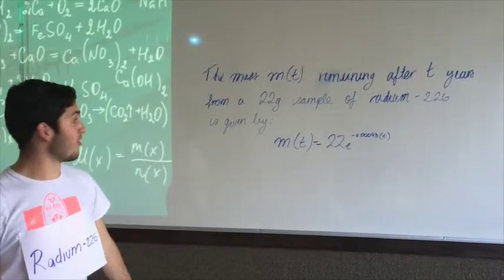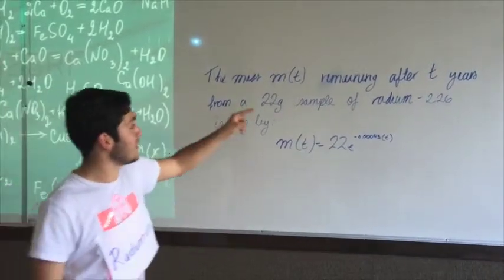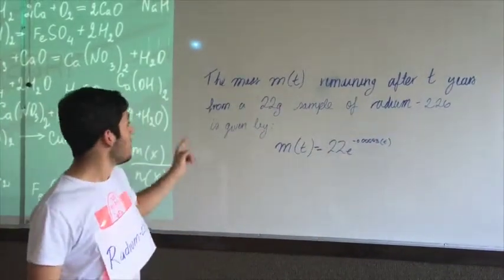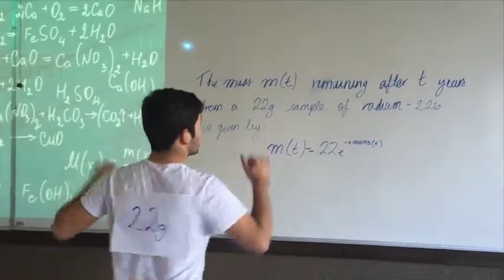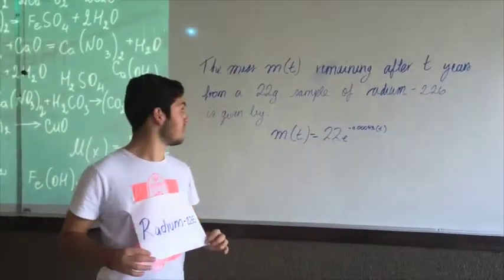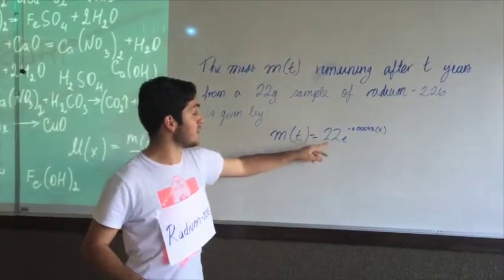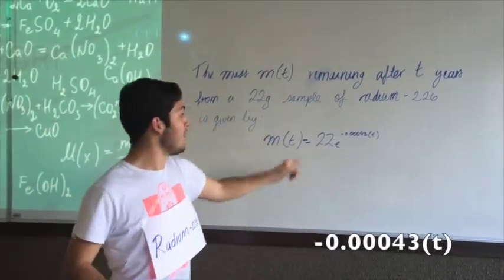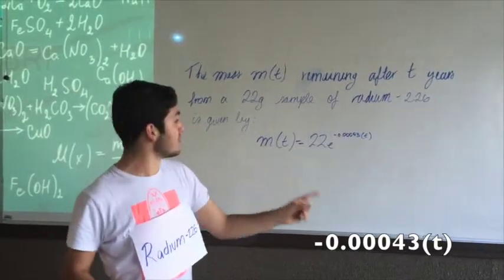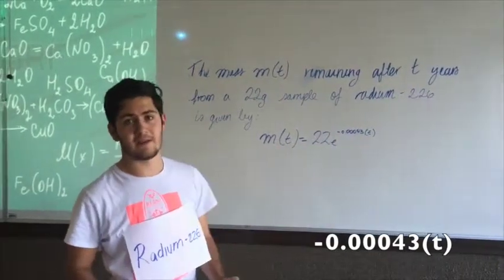The problem is the following. The mass m of t remaining after t years from a 22 gram sample of radium-226 is given by m of t equals 22e to the power of minus 0.00043 times t.